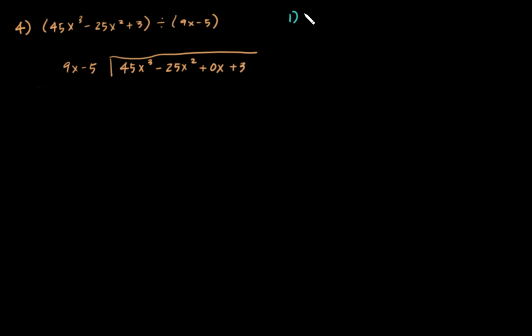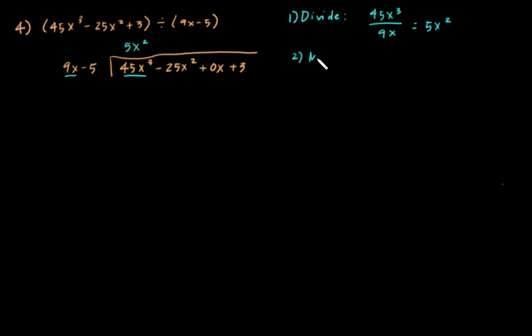Number 1, we're going to divide. We're going to divide the first term into the first term. So we have a 45x cubed divided by a 9x. So that ends up becoming a 5x to the second. Let's go ahead and write that on the top.